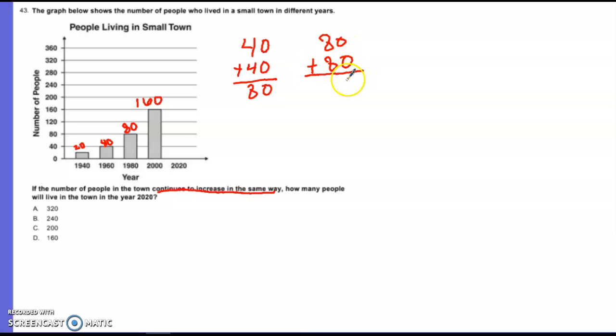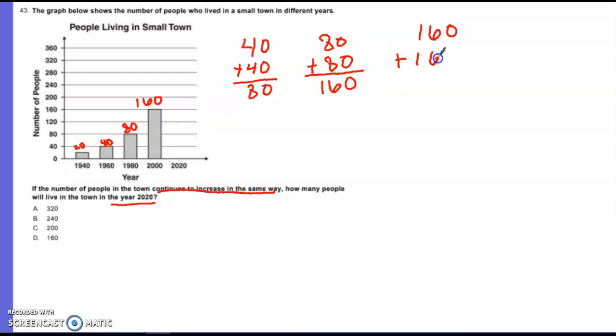Well, 0 plus 0 equals 0. And 8 plus 8 equals 16. So 160, 160. It seems like my pattern starts with 20 and then multiplies times 2 every time. So 20 times 2 is 40, 40 times 2 is 80, 80 times 2 is 160. So in order to figure out how many people lived there in the year 2020, I think I'm going to have to take 160 and either multiply it times 2 or do 160 plus 160 to figure it out.